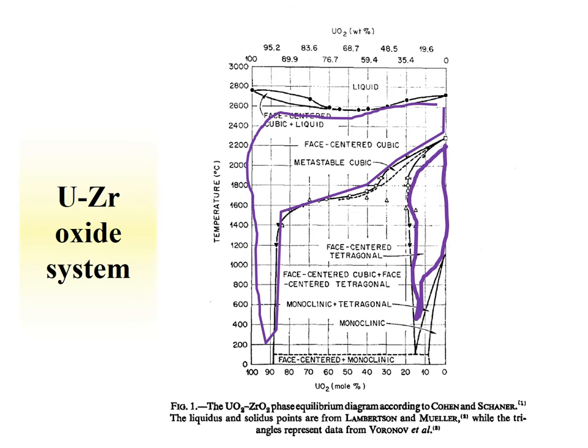An example of the uranium zirconium oxide system is shown here. This is the phase diagram showing temperature plotted against the percent by mole of UO2. 100% UO2, 0% UO2. So you would imagine a nuclear fuel would be somewhere in this regime. We'd have solid solutions in areas that are marked by the purple.